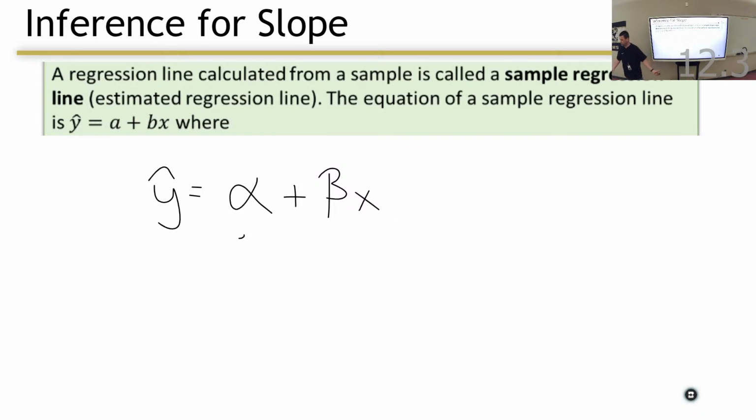Anytime we have Greek letters, those are your populations. Mu is a Greek letter. Rho is a Greek letter. Greek letters are populations. Alpha is the population y-intercept, and beta is the population slope. Just kind of soak that up.